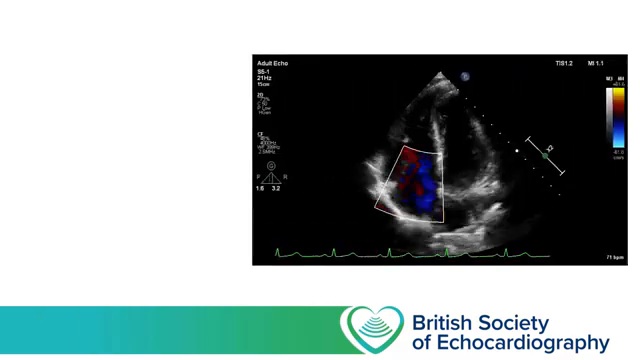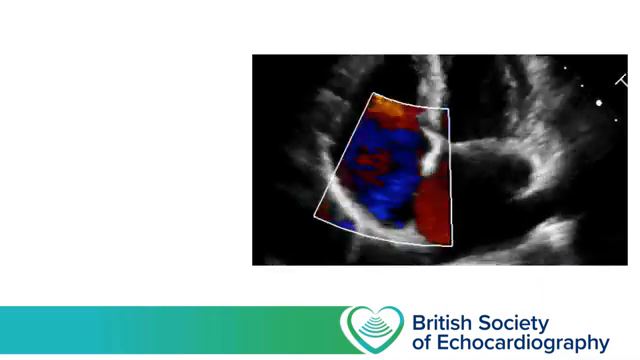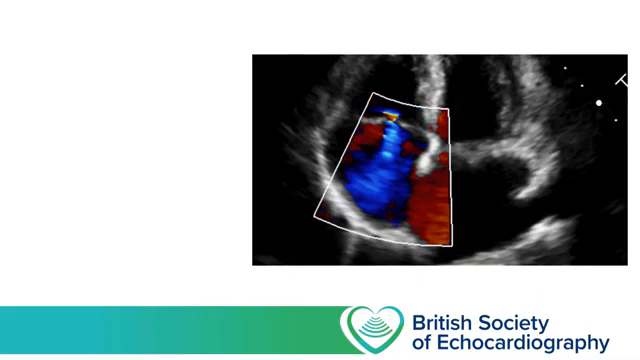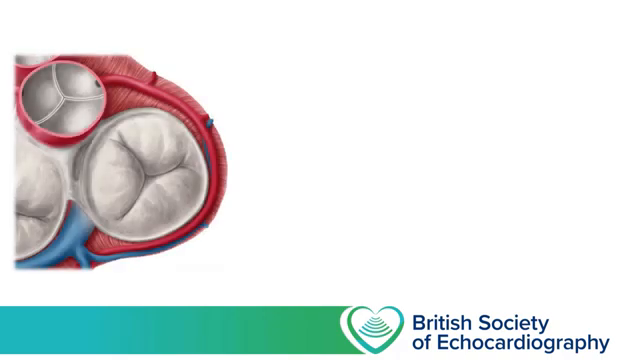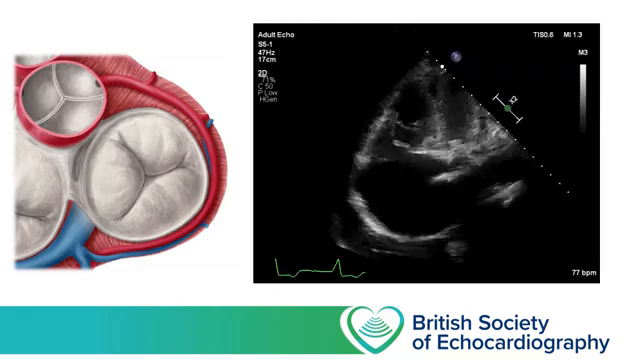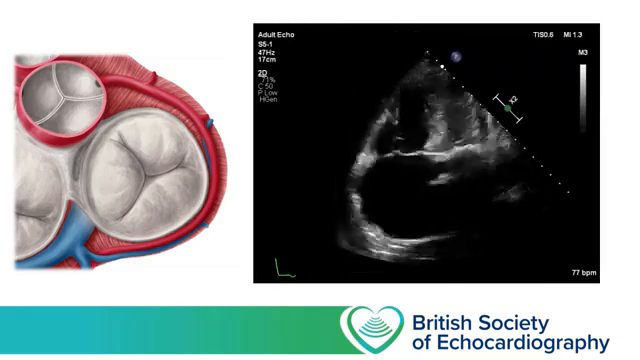Both this 2D and colour clip are from the same healthy volunteer, and here we can see a tiny, trivial or insignificant jet of central TR, which is a common finding in healthy individuals. Another important consideration is that the tricuspid valve has multiple coaptation lines, and therefore depending on the etiology of the regurgitation, it's very possible to have multiple eccentric jets coexisting, and how the jet appears on echo will vary depending on how it's bisected.